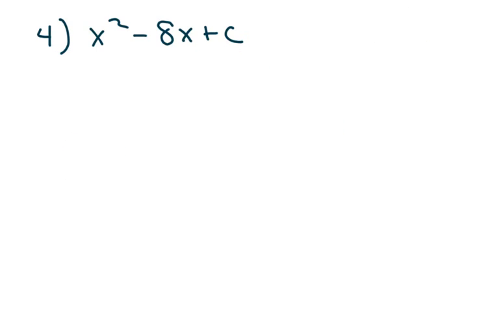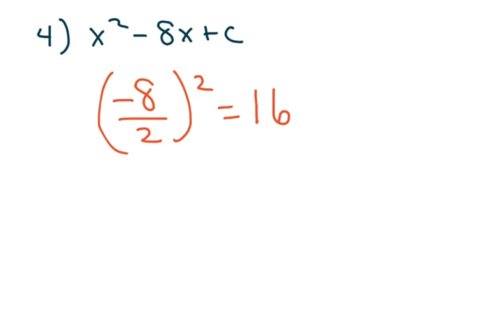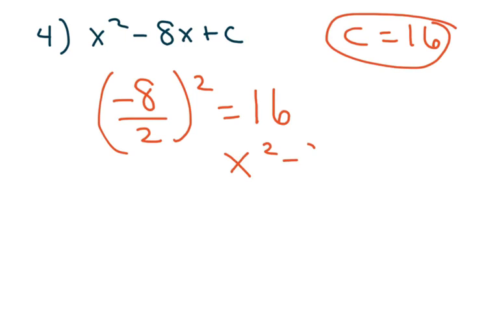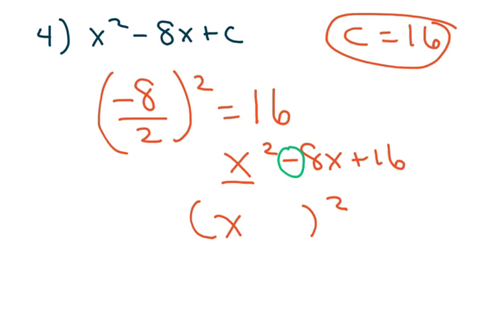The next one, we're going to take half of negative 8 and square it. That's going to be 16, because when you square negative 4, it's going to be 16. So c is 16, which is going to make this x squared minus 8x plus 16. And now you're going to write it as a square of a binomial. So you can write x minus, and what's half of 8? 4. You're taking this inner stuff. All right? So that was number 2. This was number 1.